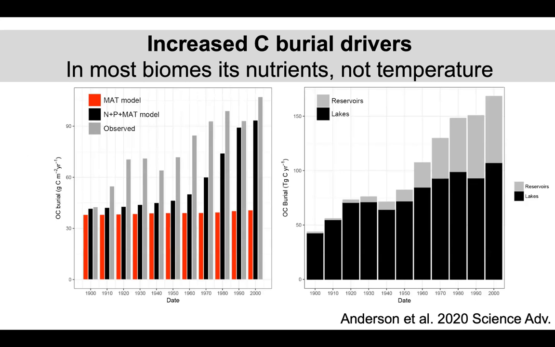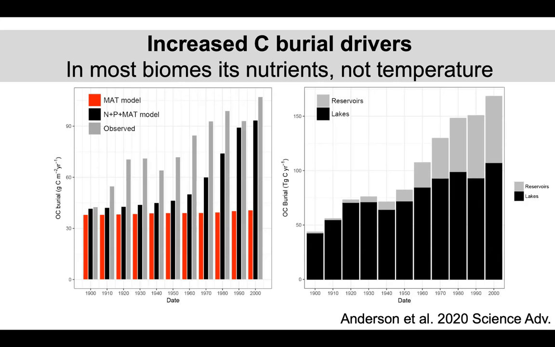And so we were interested if we could develop a predictive model for global carbon burial based on these global nutrient fertilizer use data, as well as temperature, because as I mentioned before, there's reason to believe temperature would also be important. Interestingly, even though temperature was significantly correlated to global carbon burial, it explained a very low amount of the variation in our temporal data set, only about 4%.